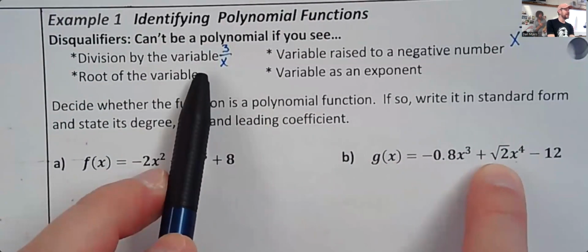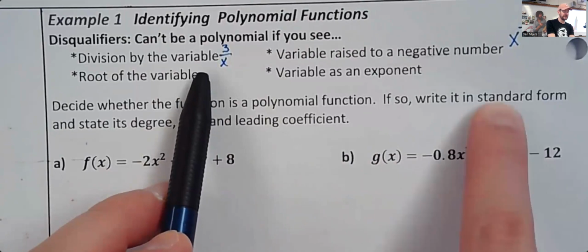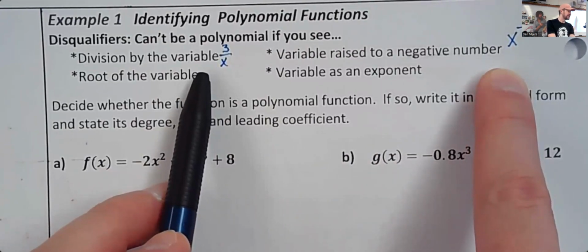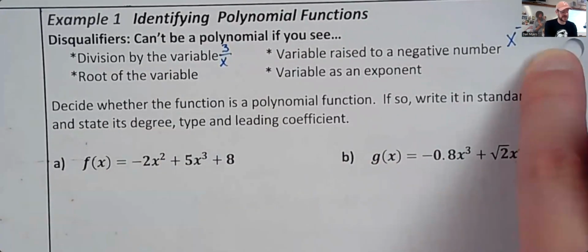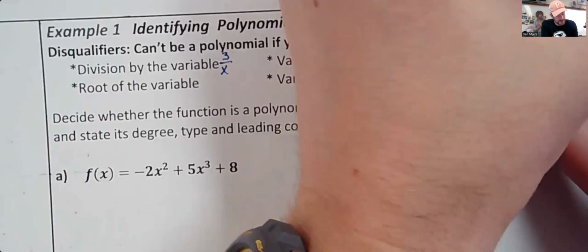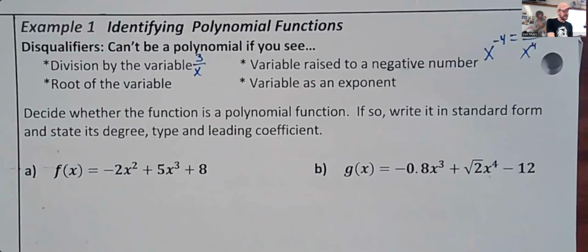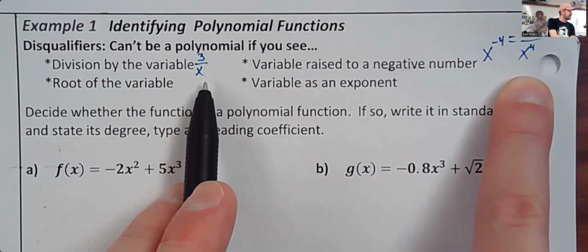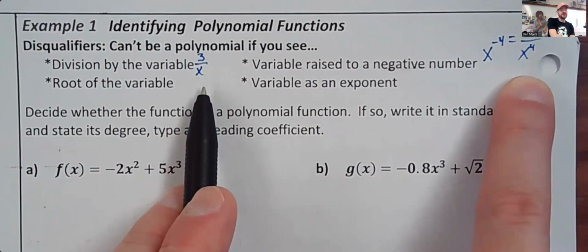By the way, if you remember exponent rules from Algebra 1, division by a variable and a variable raised to a negative number are kind of the same thing. Because x to the negative 4 power, you can write that as a fraction, which is actually 1 over x to the power of 4. Negative exponents make fractions. So negative exponents and dividing by a variable basically give you the same thing.